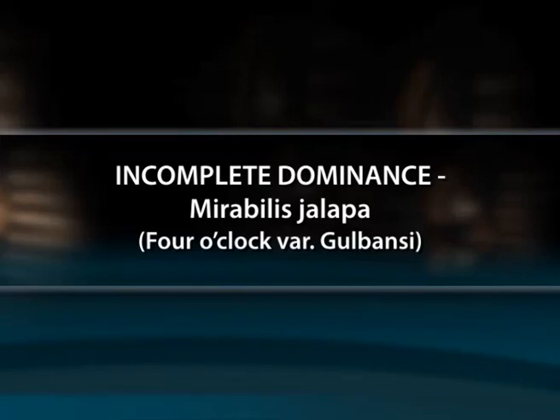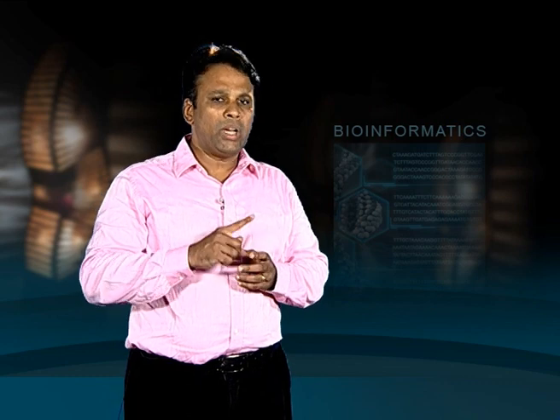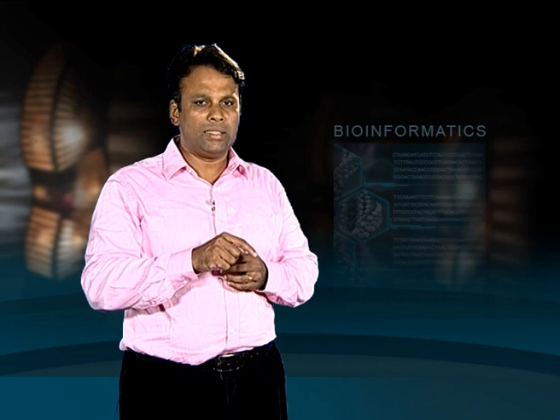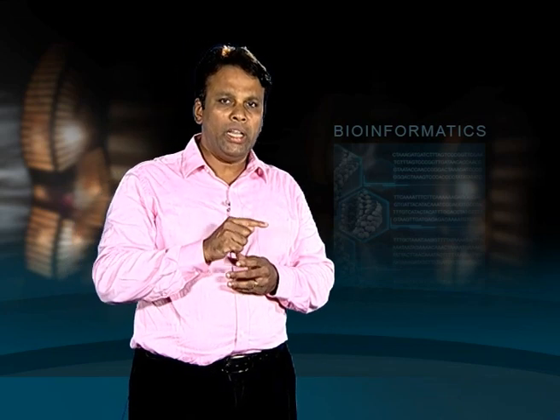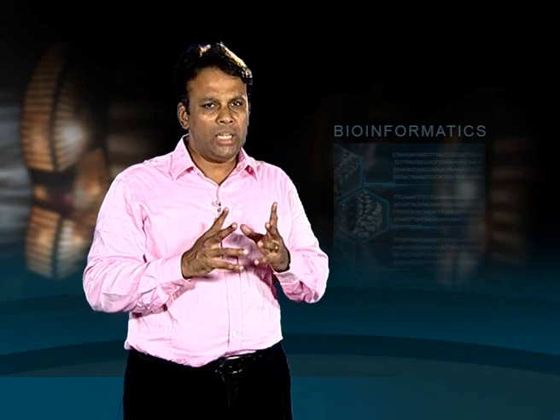Let us first see about incomplete dominance in Mirabilis jalapa. According to Mendel's inheritance, a dominant or a recessive allele of a single gene controls the trait, which is a simple hereditary process. However, the dominance of one allele over the other allele is not always complete. Incomplete dominance, also known as partial dominance, identifies such circumstances.